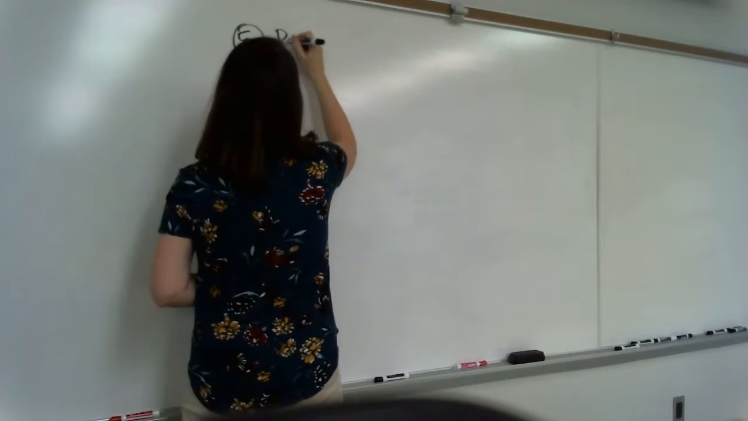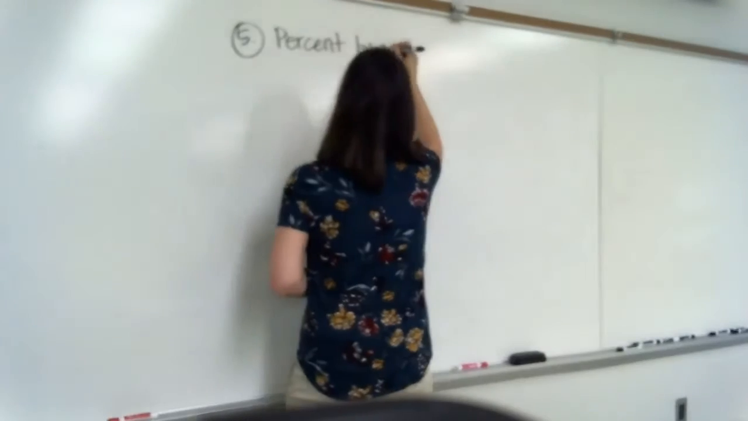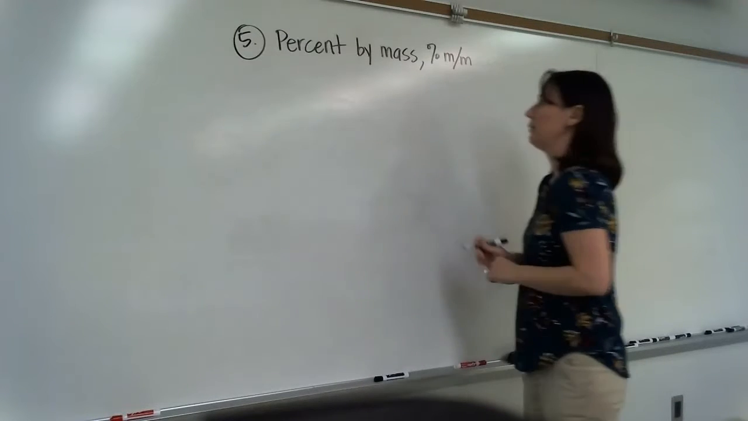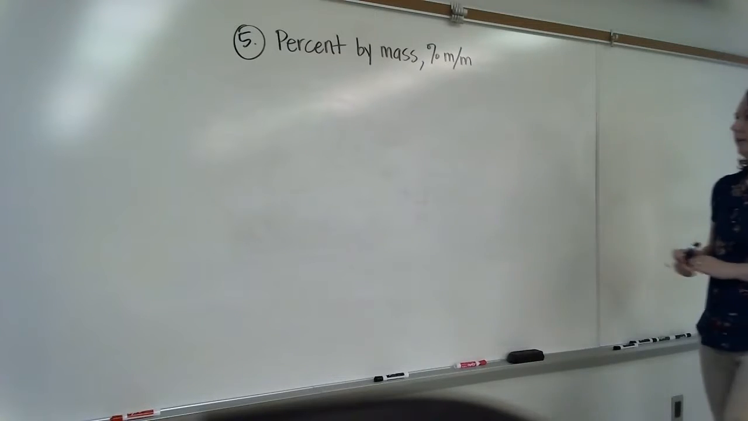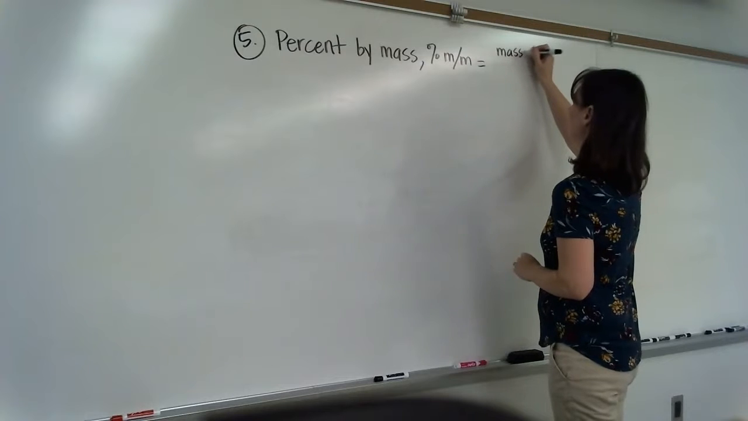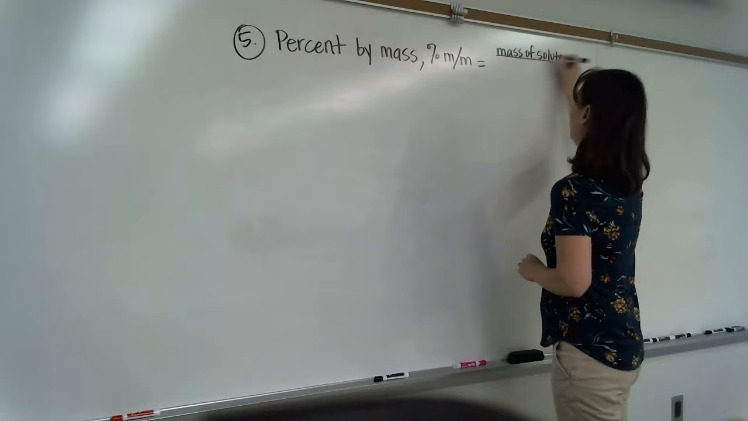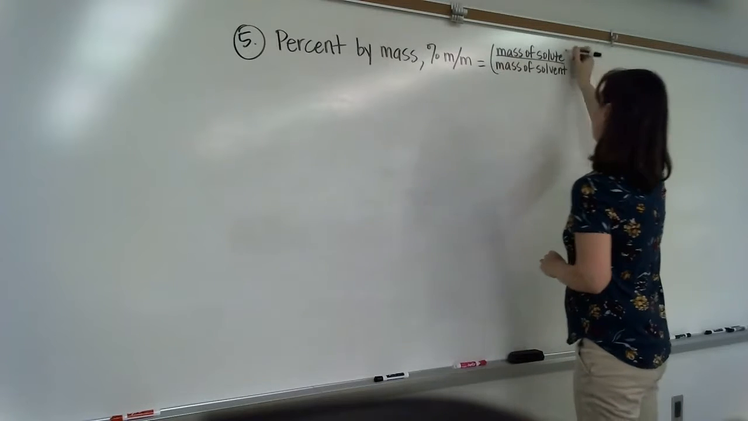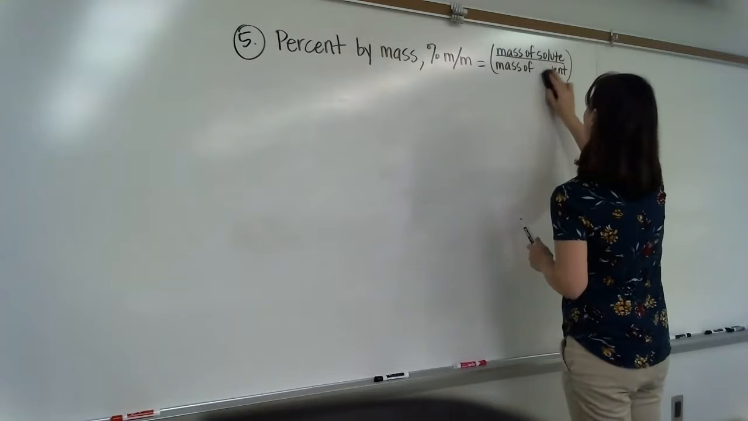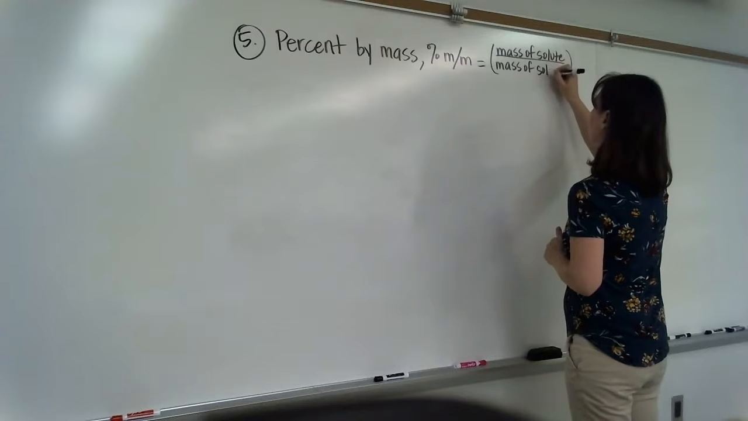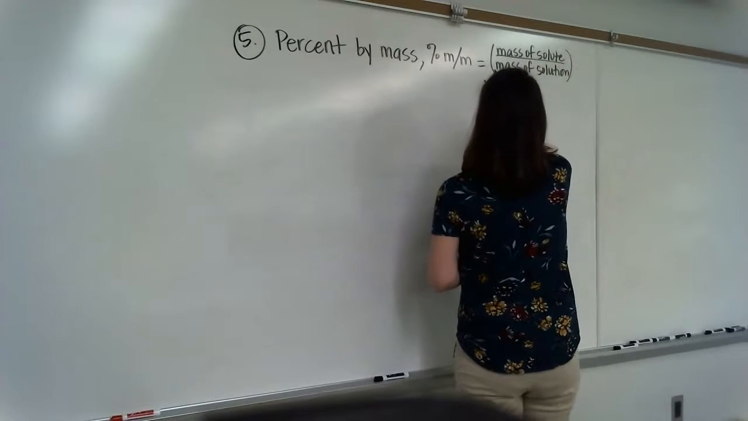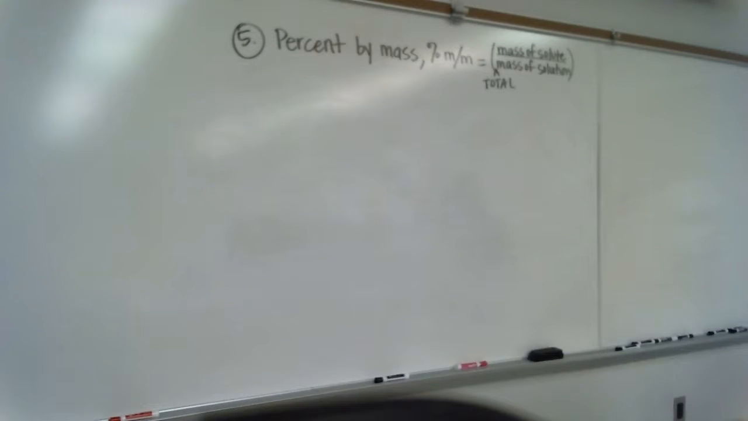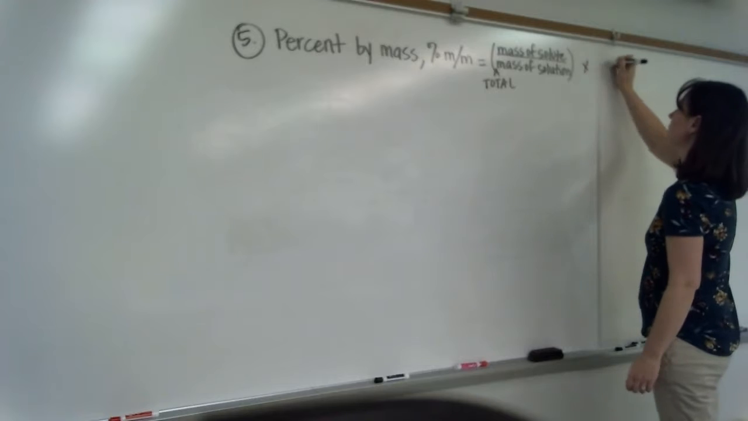Okay, the next one is called percent by mass. And it's represented by a percent sign, and then you usually see M/M. It means percent by mass. Okay, so this is mass of solute over mass of solvent. Notice, oh, excuse me, not mass of solvent, mass of solution. Now, the key word here, I forgot to write, is total. Total mass of it. And then this is times 100.